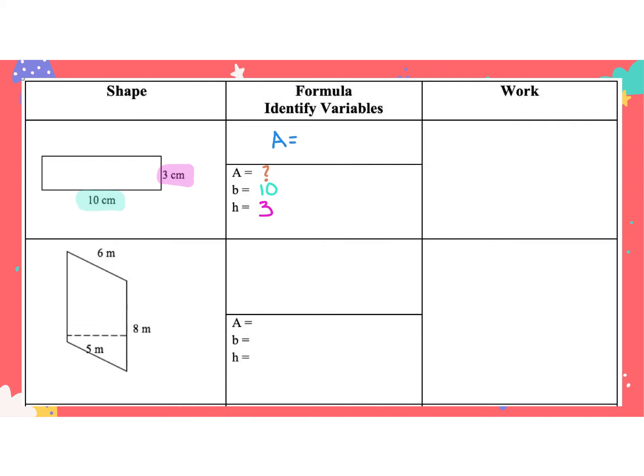Area equals base times height. So area will equal 10 for the base times 3 for the height. When we multiply 10 times 3, our area would be 30. Our unit is centimeters, and those units are squared. So our area is 30 centimeters squared.